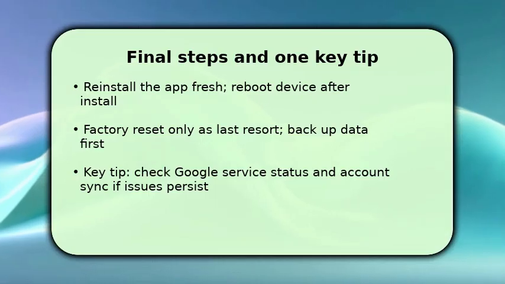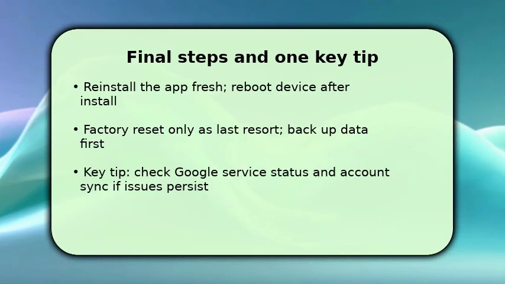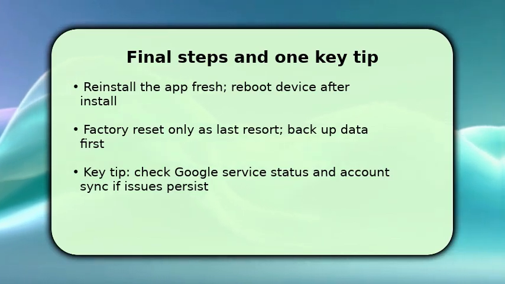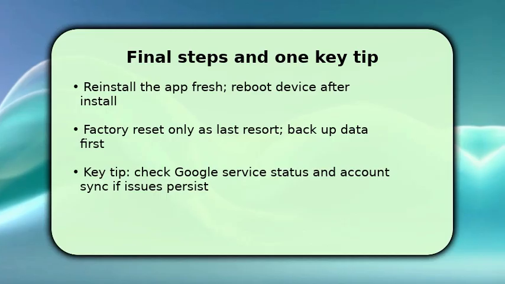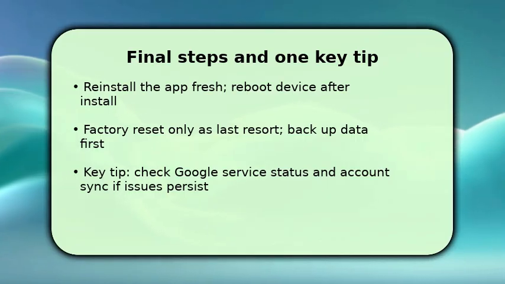After narrowing the cause, perform a clean reinstall. Uninstall Google Maps, reboot your device, then install it again and sign in. If that fails and you've isolated the device as the source, consider a factory reset only after backing up photos, contacts, and app data. This is a last resort step.